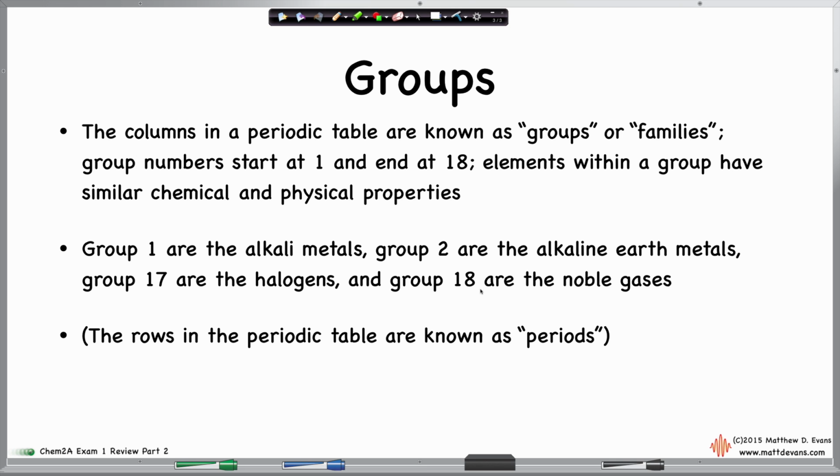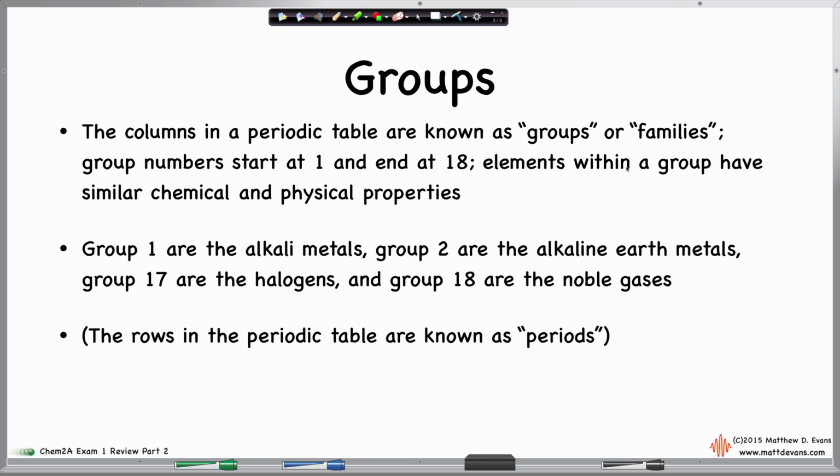We're still talking about the periodic table, and so the groups are the columns in the periodic table. They're also known as families. I don't think I mentioned this in class, but groups are families, the columns. The group numbers, you'll see that there's numbers up top. Every column has a number at the top.